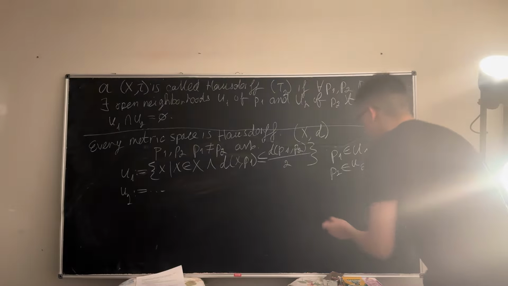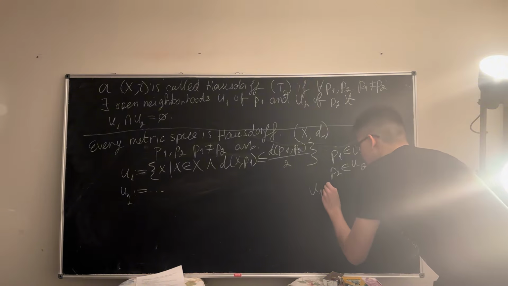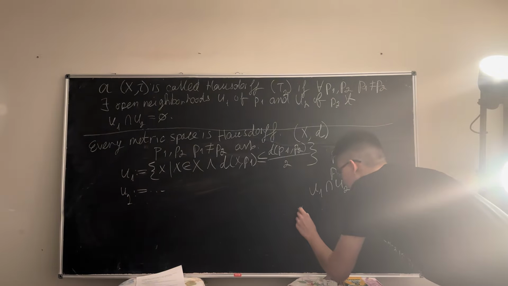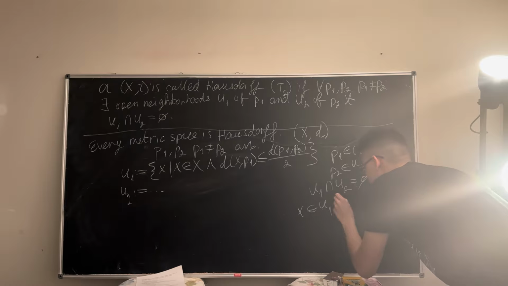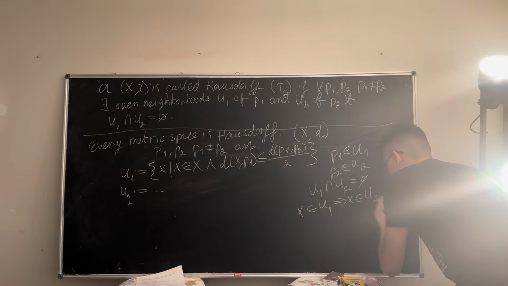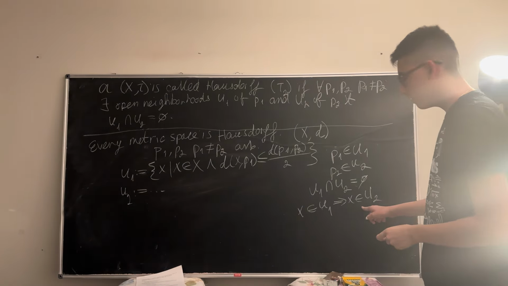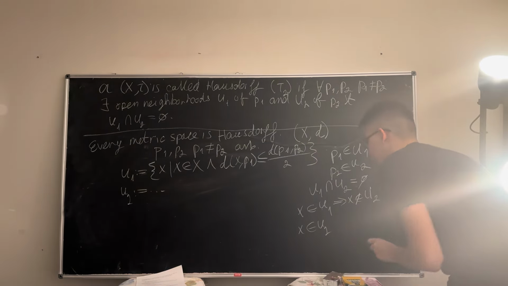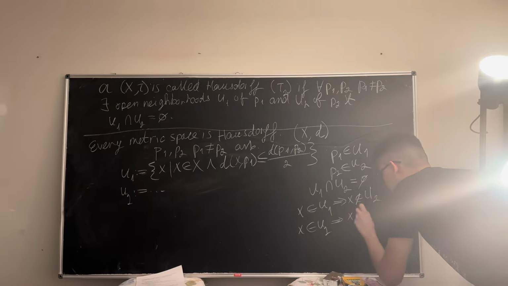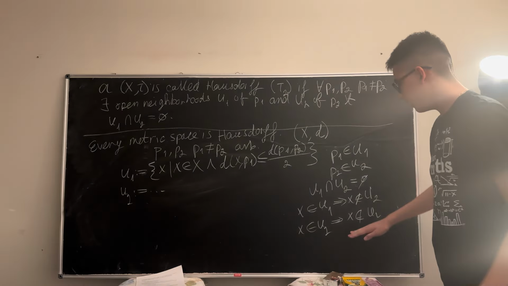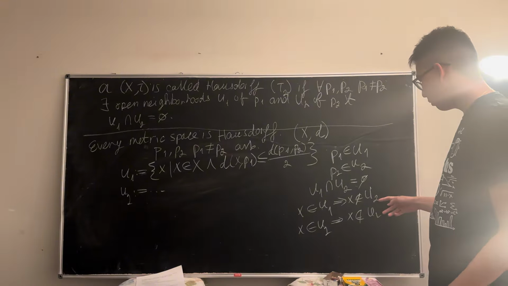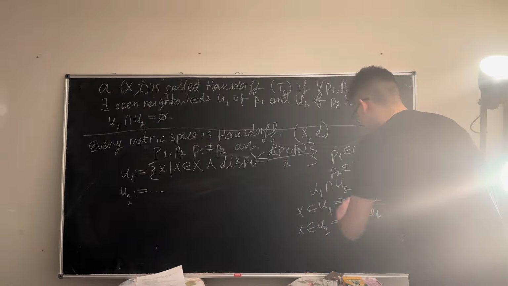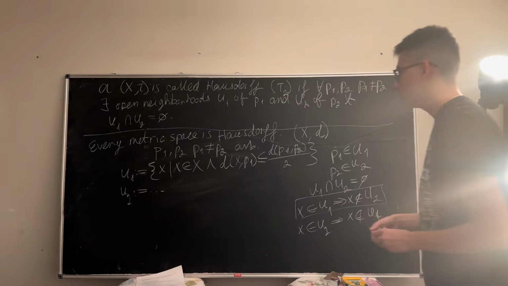Now, what we have to prove is that U1 and U2 are disjoint, which is equivalent to proving that if x belongs to U1, then x does not belong to U2. The statement x belongs to U2 implies x does not belong to U1 is logically equivalent to this statement because these two statements are contrapositives, right? So all we need to prove is this one right here, to prove that these two are disjoint.